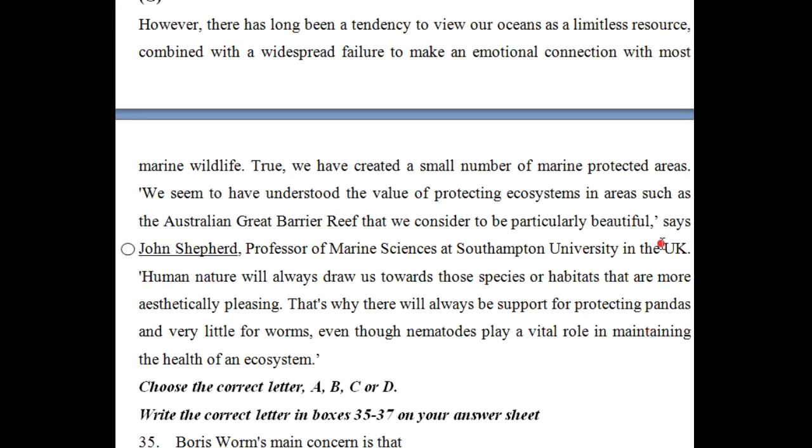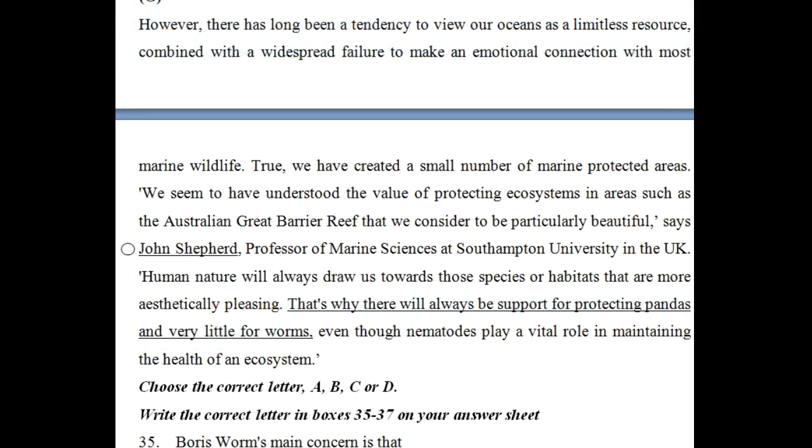Okay, so what they're saying, move further. Human nature will always draw us towards those species or habitats that are more aesthetically pleasing. Aesthetically means more beautiful to look at. That is why there will always be support for protecting pandas, and very little for worms. It means why we don't protect them? Because they're not aesthetically pleasing. Okay, so we got the answer.